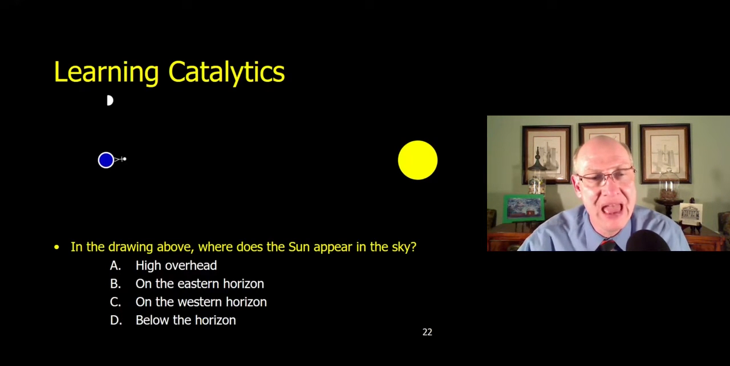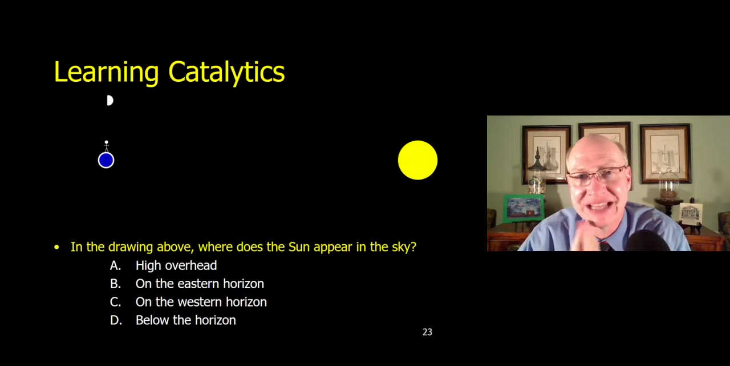All right. I want you to answer this question then. In the drawing above, where does the sun appear in the sky for this observer? So now I've moved the observer. Where does the sun appear in the sky? Take 10 seconds to answer the question.